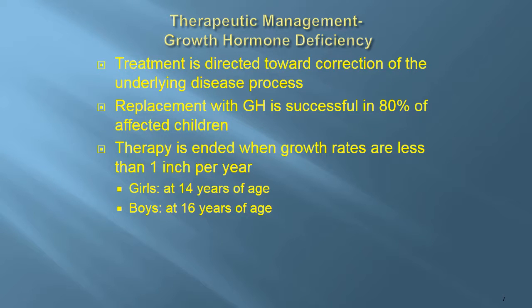For therapeutic management of growth hormone deficiency, treatment is directed toward correcting the underlying disease process. Replacement with growth hormone is successful in 80% of affected children. This therapy is ended when growth rates are less than 1 inch per year. For girls, that would be at 14 years of age, and for boys, it would be at 16 years of age.